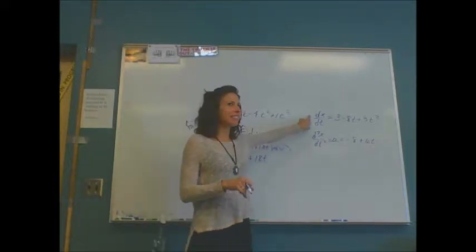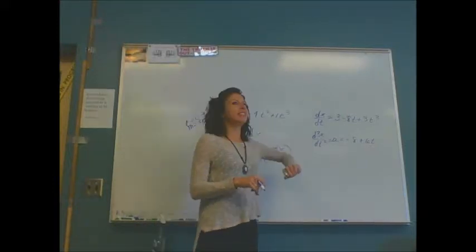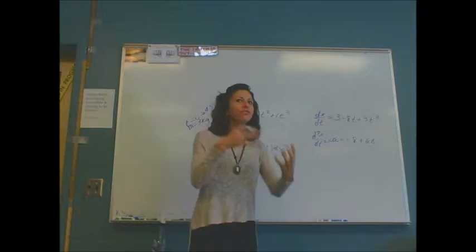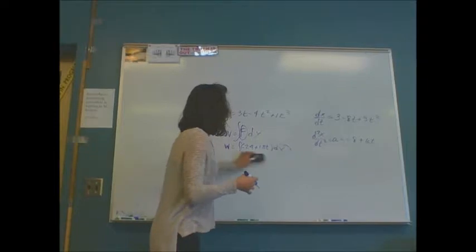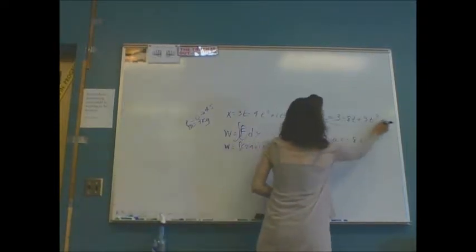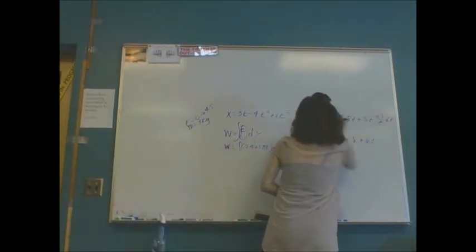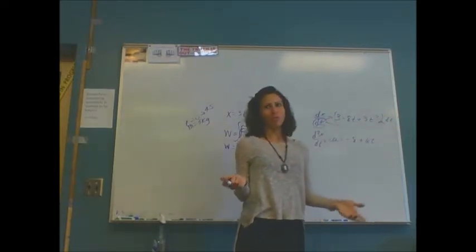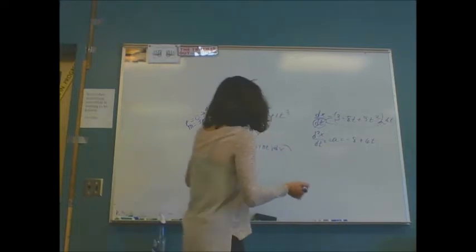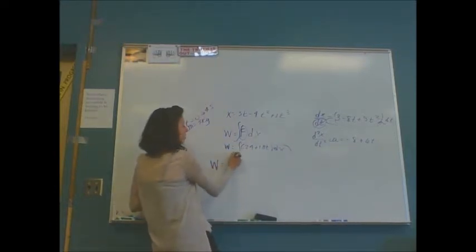So what you get is work is equal to the integral of negative 24 plus 18t times dx, which is 3 minus 8t plus 3t squared dt. Now, from 0 to 4 seconds, I can do this integral. And when I say I can do this integral, I mean we don't have to do this.